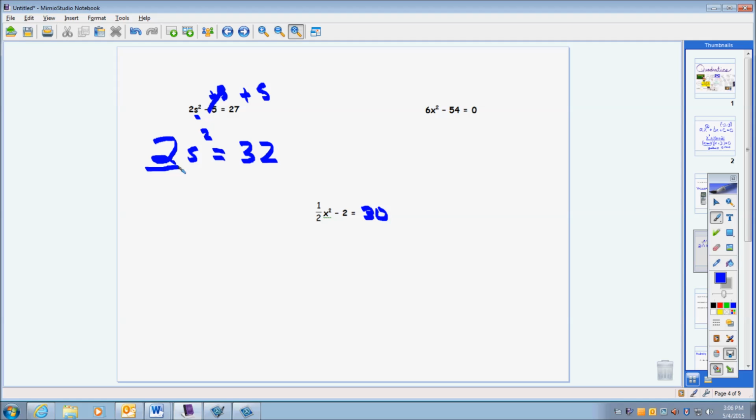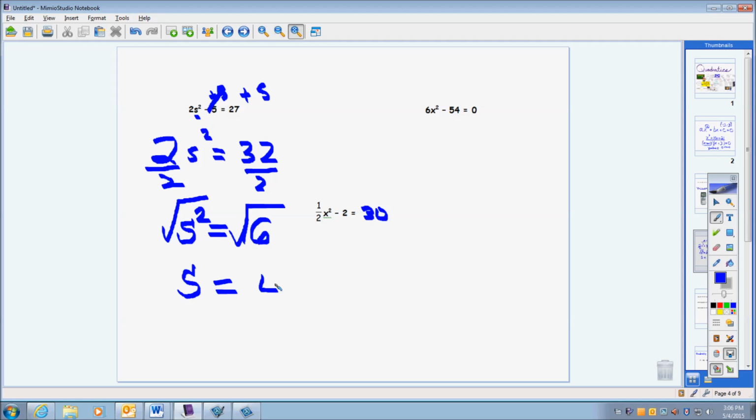I'm going to divide both sides by 2. And I'm going to get s squared, s as in Sam, s squared equals 32 divided by 2, which is 16. Now, we want to solve for s. Don't divide by 2. It's s squared. Take the square root. So I'm going to take the square root of both sides. The square root of s squared is just s. Believe it or not, the square root of s squared is just s. The square root of 16 is 4.